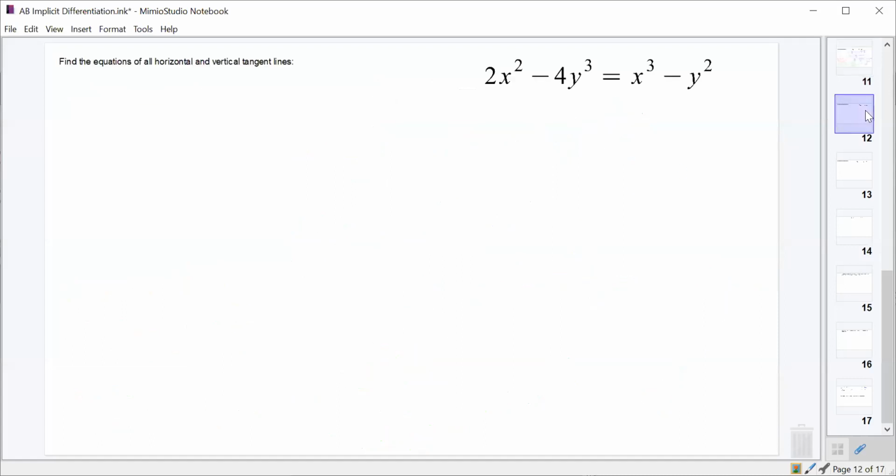All right, let's do another one. This time we're going to look for horizontal and vertical tangent lines. You guys want to see if you can work this one through on your own? This one's probably going to take us a little bit of time. This may be all we get through today. So take 4 or 5 minutes and try and get through this. It'll take a bit of time.